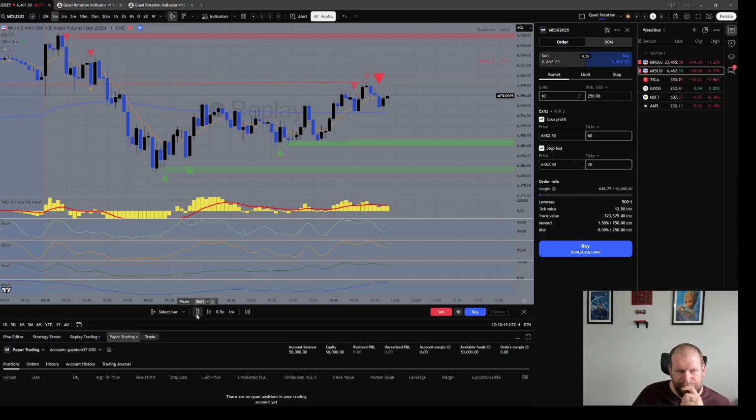I'll let this play. Now I've got a ramp up in volume, and you can see it's staying above that 9 EMA. So I'm not looking for a short right now.